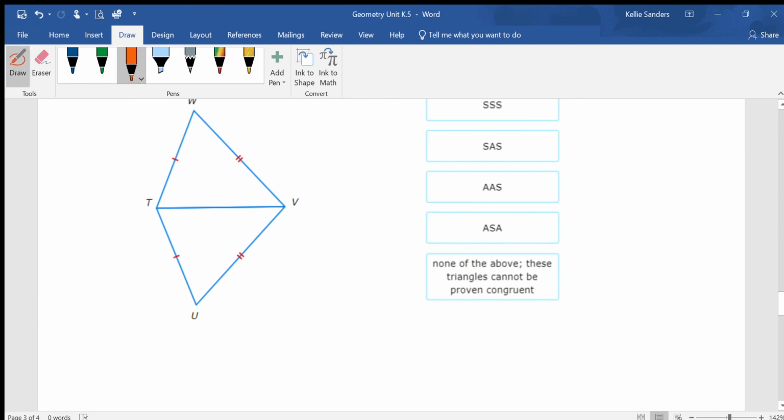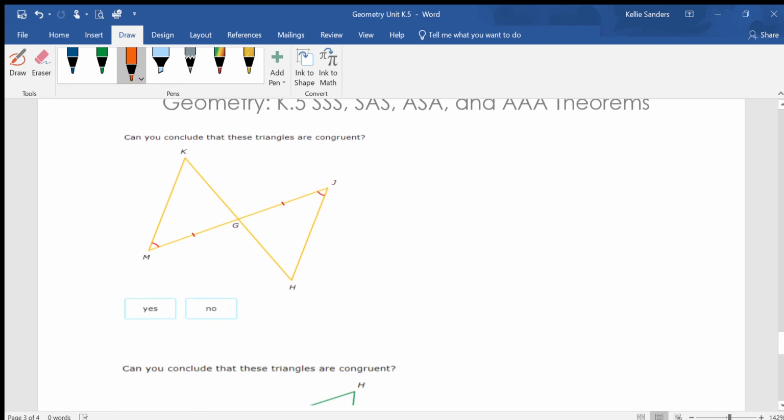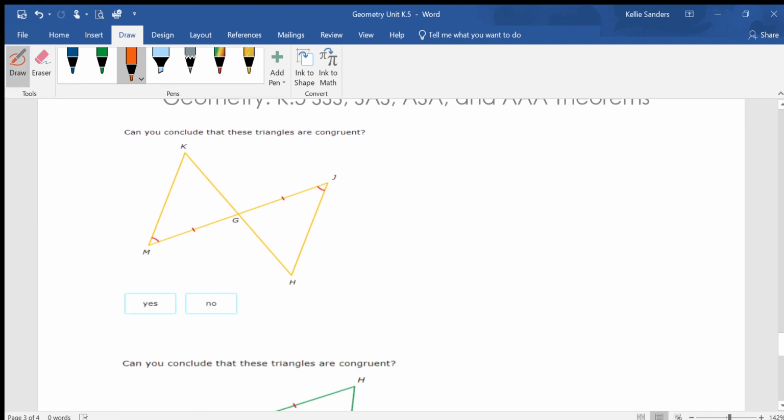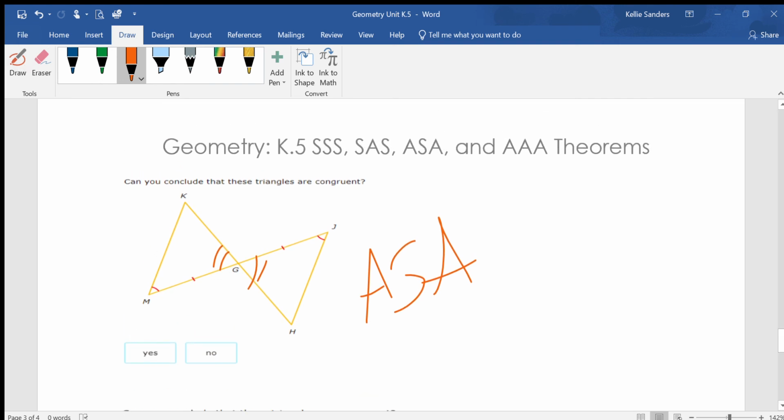See that side right there? It's in both of them, so it's congruent to itself. So side, side, side. I see vertical angles. So I see an angle, side, angle. Is angle, side, angle one of these? Yes. So yes, it can be proven.